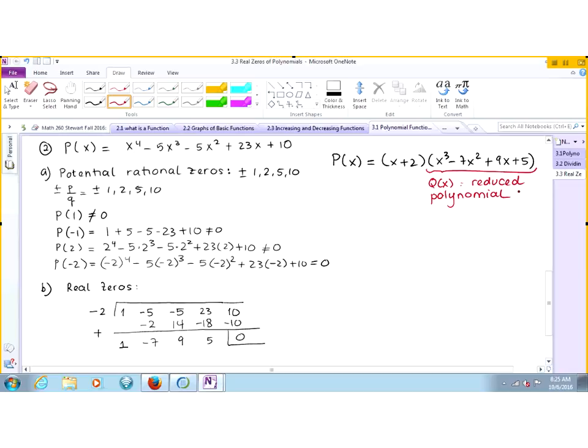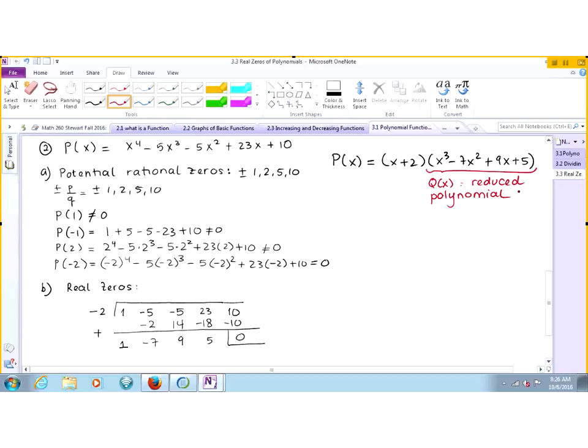All right. So this is the reduced polynomial, but can you factor it at this point? No. So what do we need to do? We need to do the other thing again, for this polynomial.